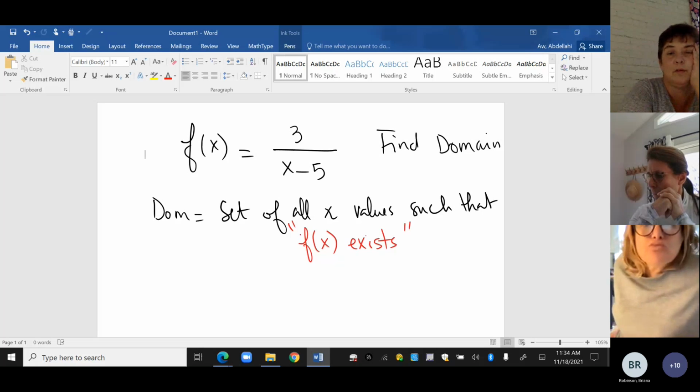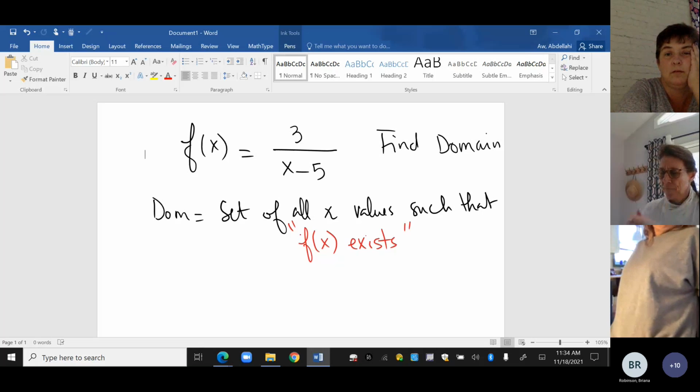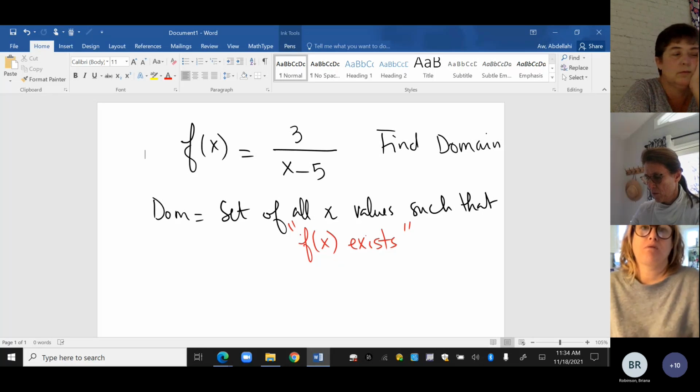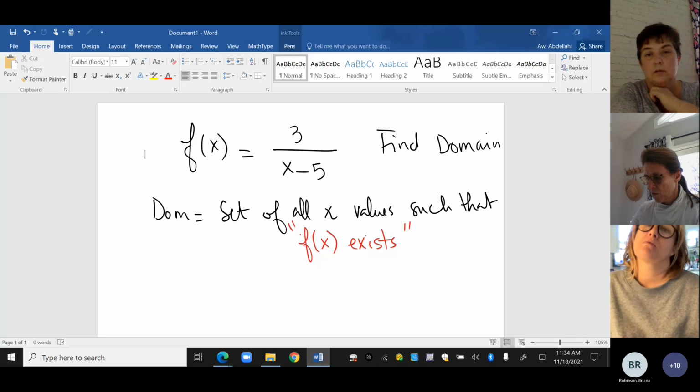What is f of 10? 3 over 10 minus 5. It's going to be 3 over 5. No problem. What is f of negative 1? 3 over negative 1 minus 5, etc. What is f of 0? 3 over 0 minus 5. No problem.